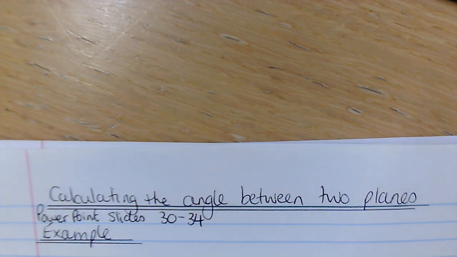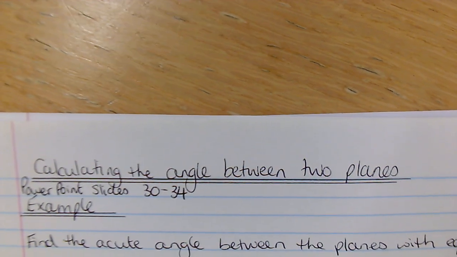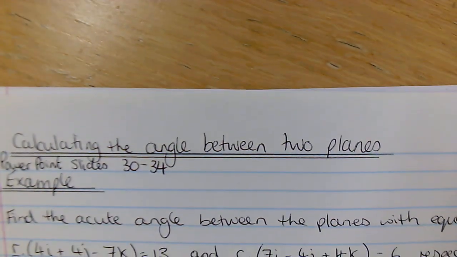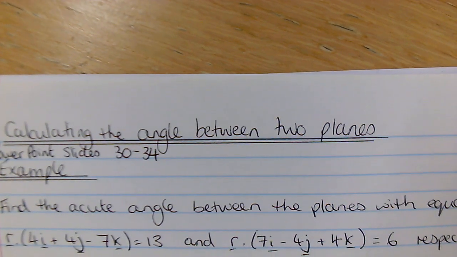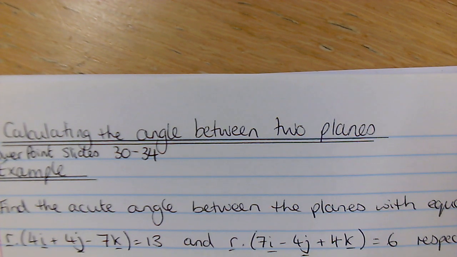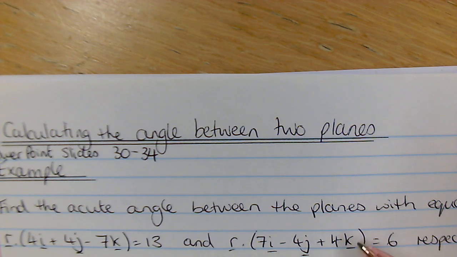So you're asked to find the acute angle between the planes with equations r dot 4i plus 4j minus 7k equals 13 and r dot 7i minus 4j plus 4k equals 6 respectively.